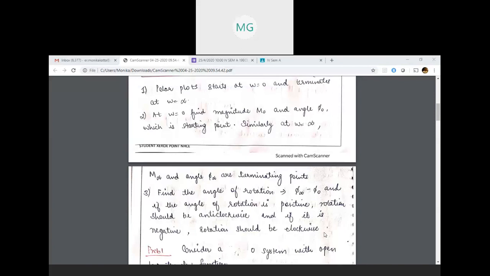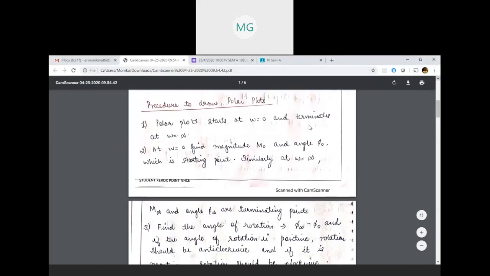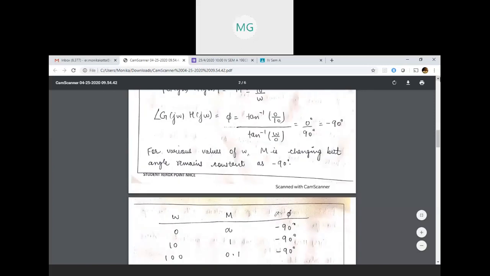Fine. So these are the 3 points. Polar plot starts at omega equals 0 and terminates at omega equals infinity. At omega equals 0, find the magnitude M0 and angle phi 0, which is your starting point. Similarly, at omega equals infinity, find M infinity and phi infinity, which are your terminating points. Now find the angle of rotation.